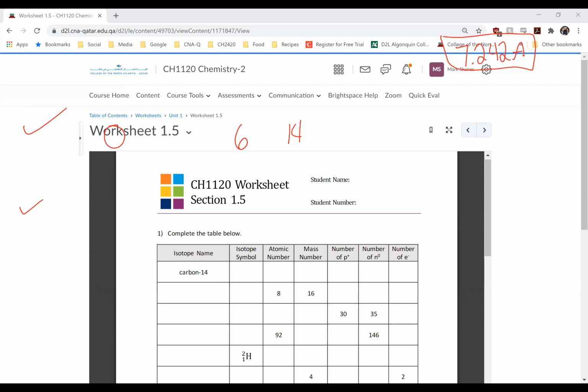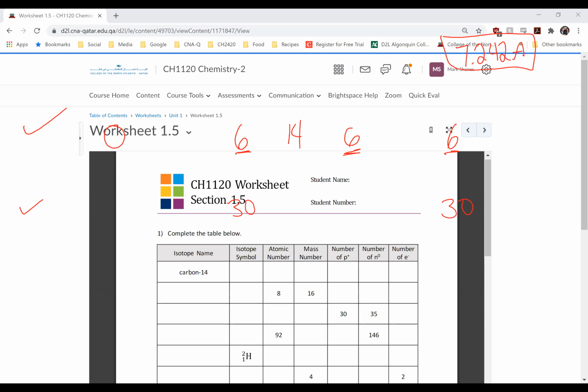14 is my mass number. My number of protons equals my atomic number. My number of electrons equals my atomic number. It's always the same for an atom or an isotope. If there's no charge, it's not an ion, it's all equal. So just by getting the atomic number, I know all of these numbers. I mean, I can do the same thing down here. If the number of protons is 30, the atomic number is 30, the number of electrons is 30. Easy. Okay, let's get the rest.